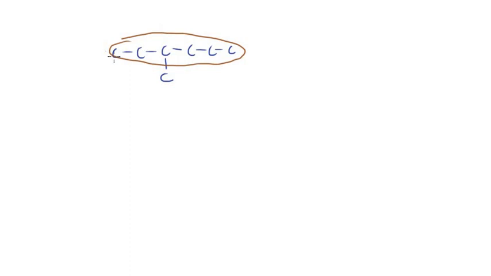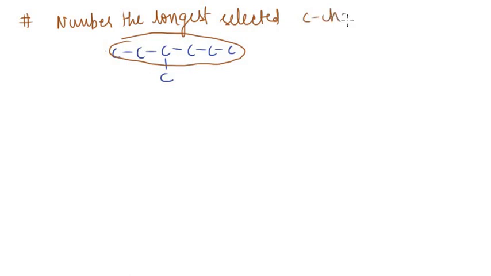Now we have to number it. Second rule: number the longest selected carbon chain. Now this is the longest selected carbon chain. We have to number it from a terminal, we can't number randomly. We have to number 1, 2, 3, 4, 5, 6, or we could number it like 1, 2, 3, 4, 5, 6. So which number is correct?